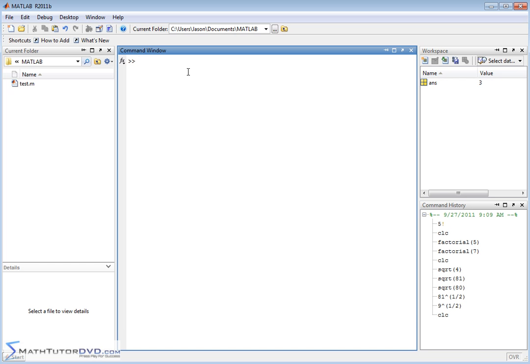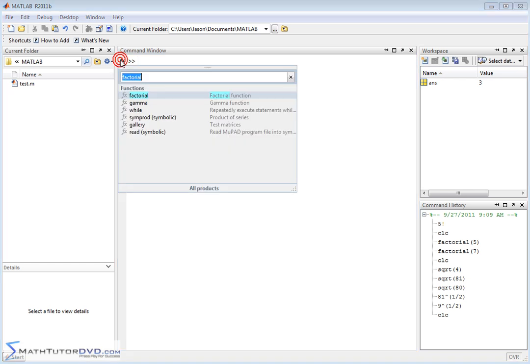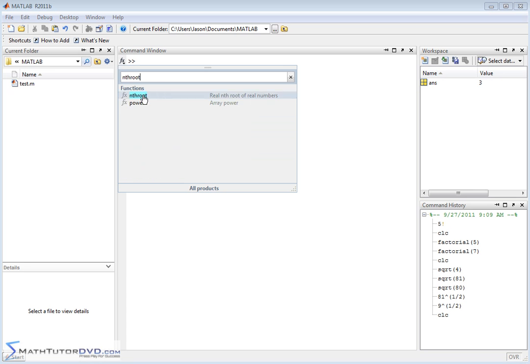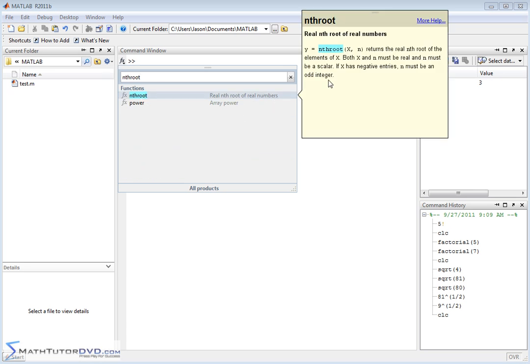Now, if you'd like to take a root of a number that's not a square root, maybe a cubed root or a 4th root or a 5th root, there is a function for that. To demonstrate, I want to show you how you might use the help system if you happen to forget the syntax. Type in nth root. There is a function called nthroot, for nth root of real numbers. You pass it two values. The first one is a number, the second one is whatever root you're trying to take, and it should return the nth root.